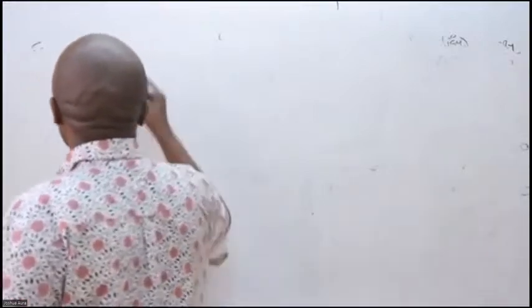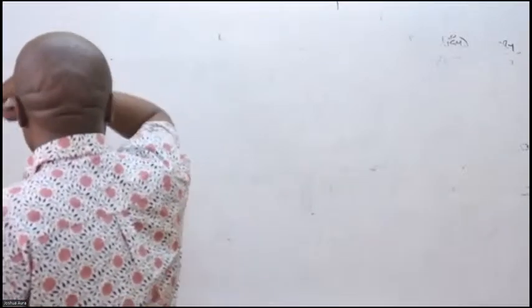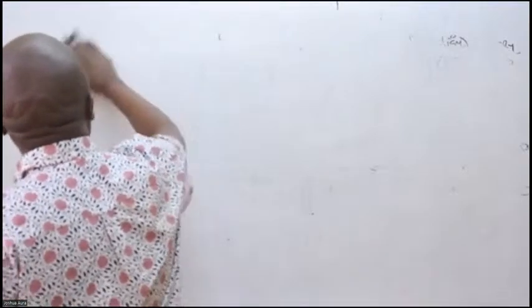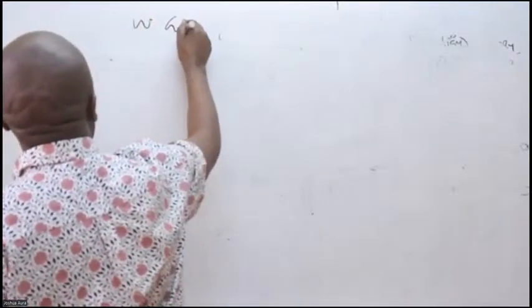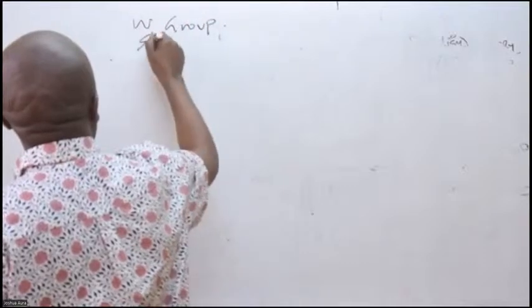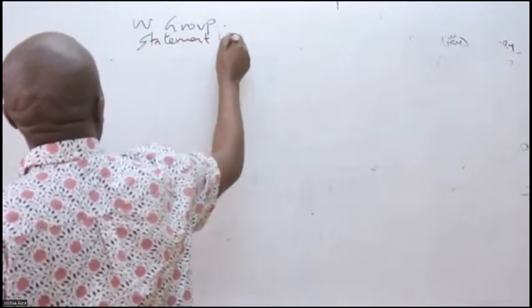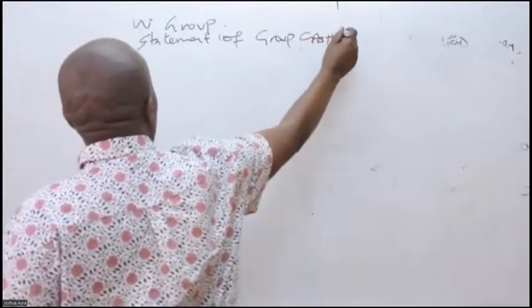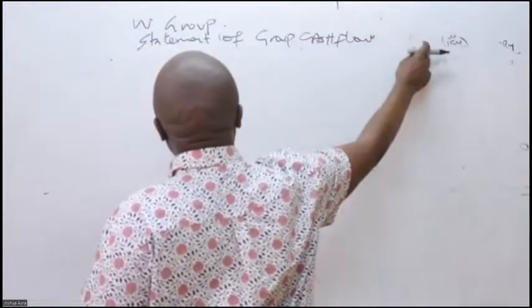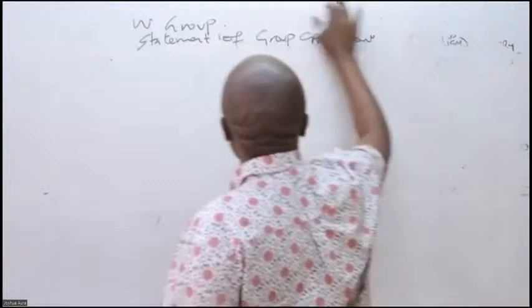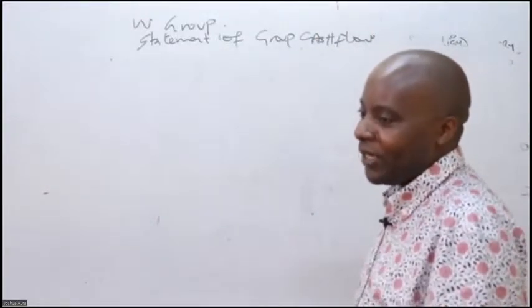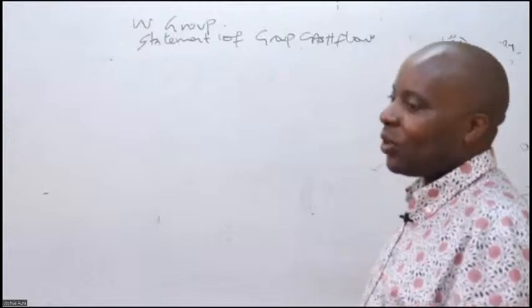I shall come straight away here and write for them the name of this company. They have given us the name of the company. It is W Group. Statement of group cash flows. And then you bolden this nicely, like that.